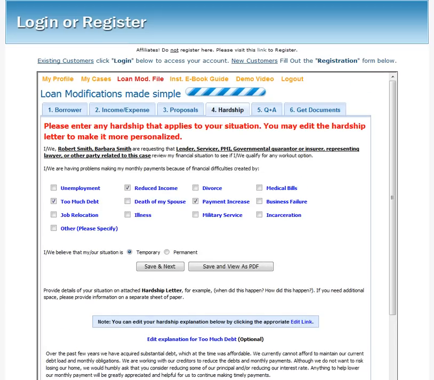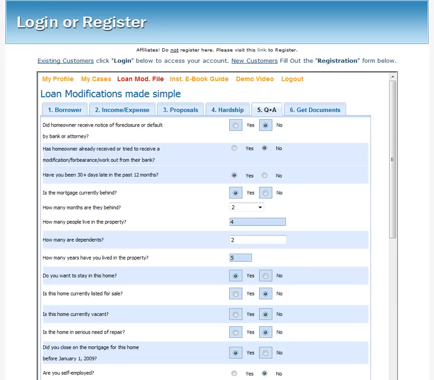The question and answer section is important to your bank servicer for their review. It's rather straightforward, so there isn't much to say in regard to the screen, but remember, this questionnaire makes your package more complete, allowing your bank to make quicker, more favorable decisions.